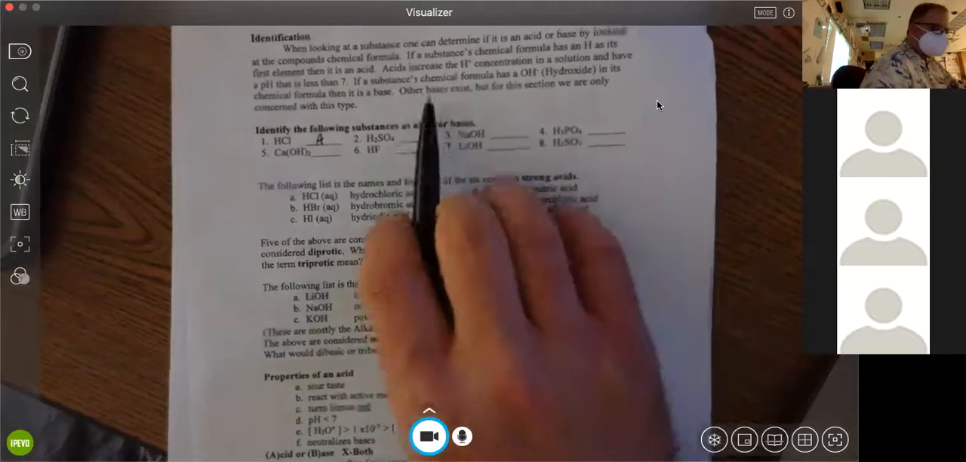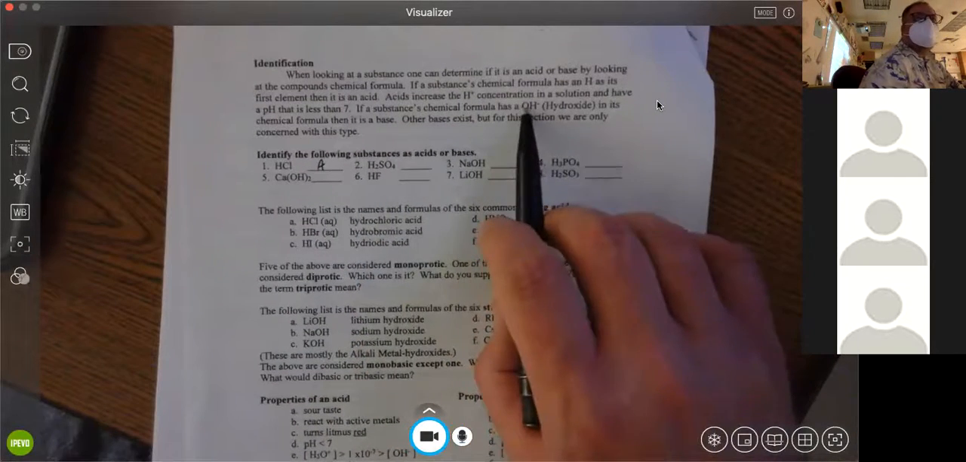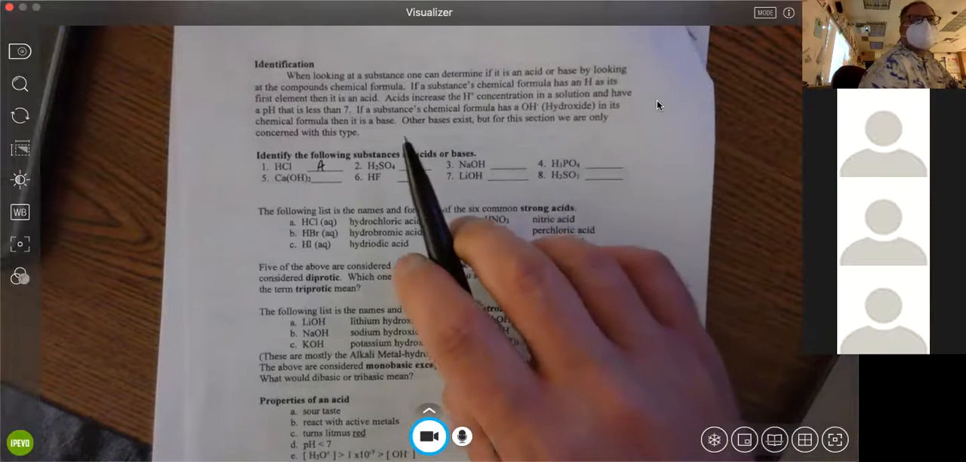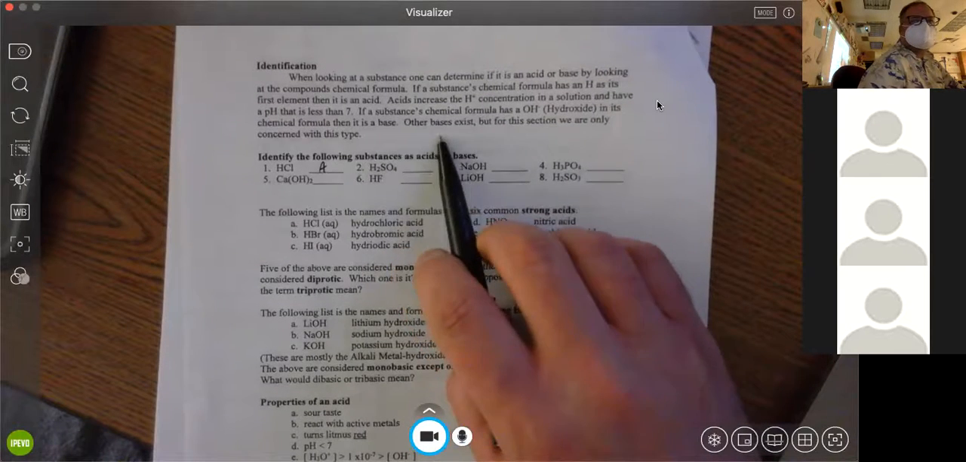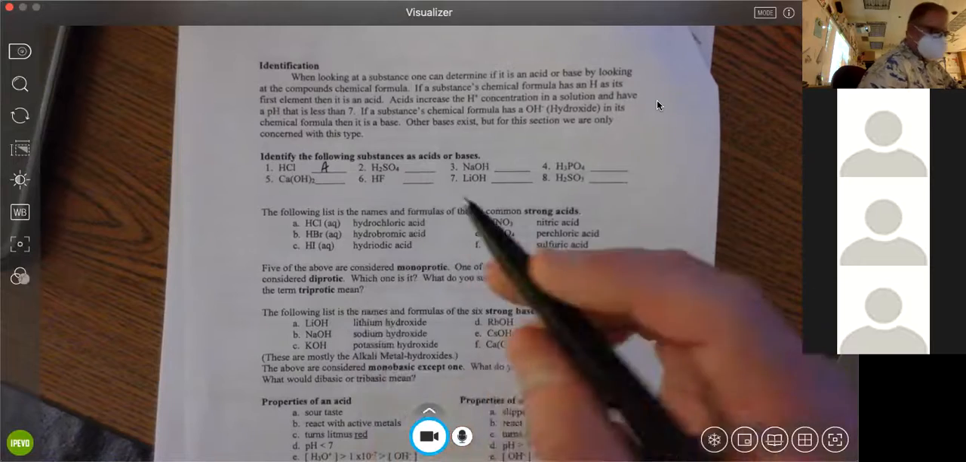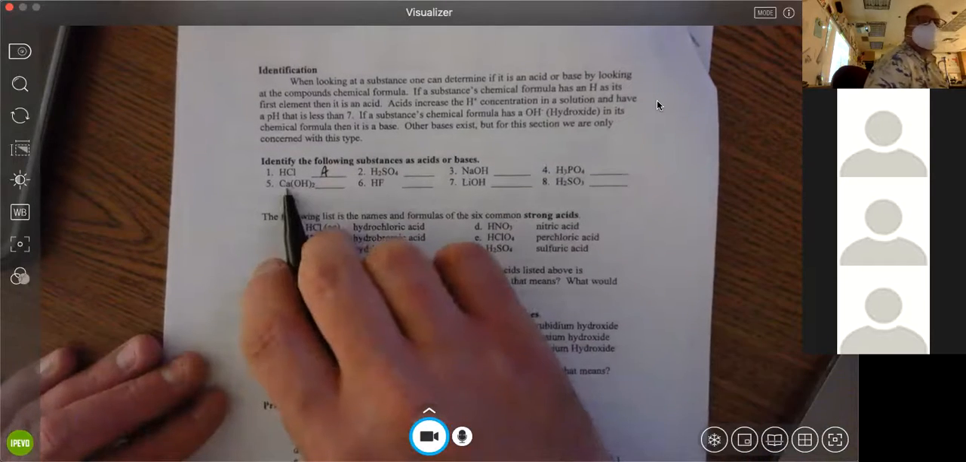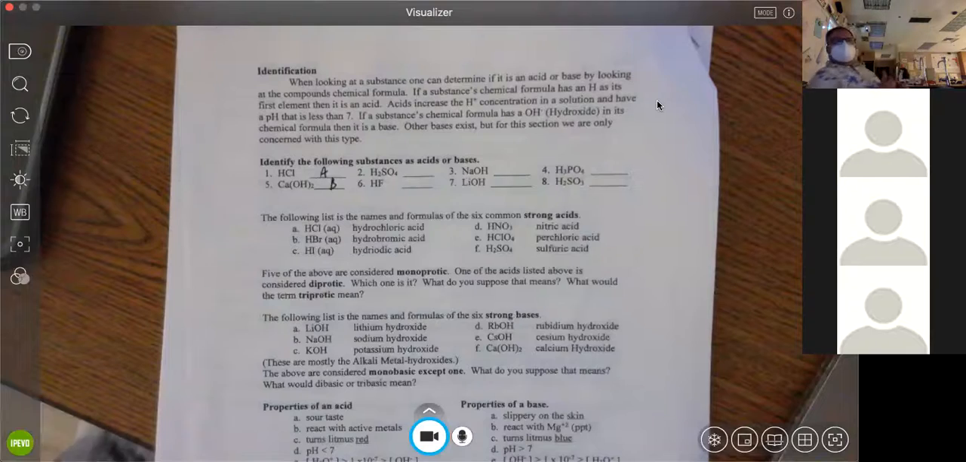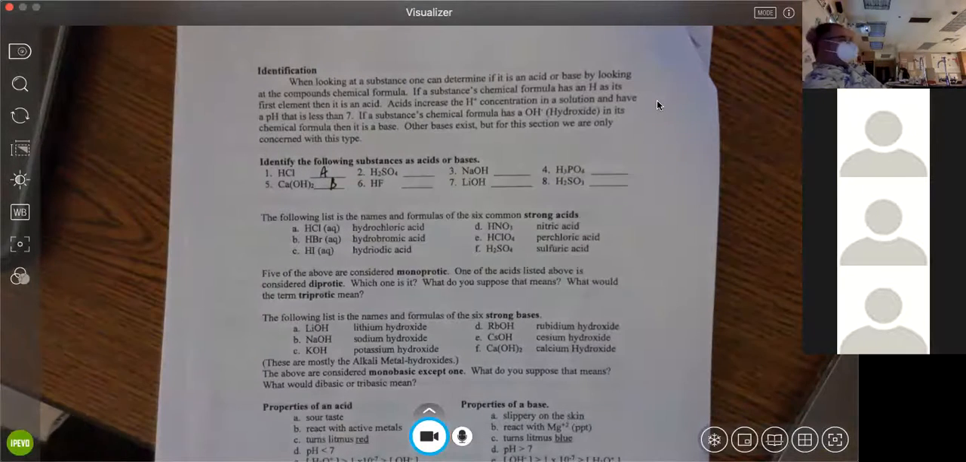Now, if a substance has what's called a hydroxide, or OH, a polyatomic ion, OH negative, then it is a base. Other bases exist, but for this section, this is the only thing we care about. So we see here calcium hydroxide. We have that hydroxide there, so that is a base. Go ahead through there and determine whether or not each is an acid or base. I'll give you a minute.